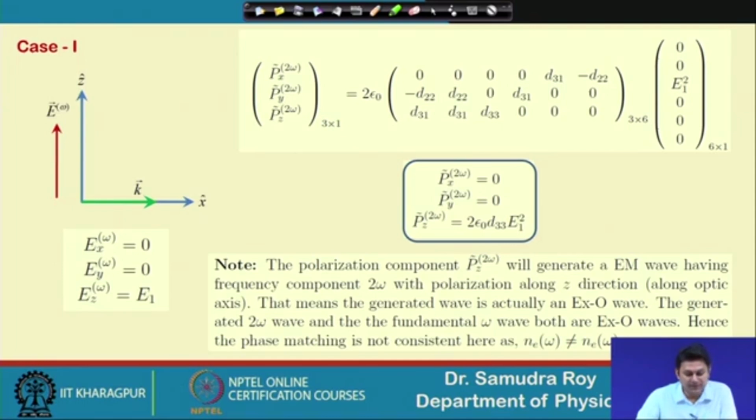Now, if the electric field is launched along the z direction, you can readily understand that this fundamental electric field is not an ordinary wave, it is an extraordinary wave. But anyway, let me figure out what the values of Px, Py, Pz should be. From the beginning we know this wave is extraordinary, but we still need to figure out what is going on here to understand the system. So, Ex is 0, Ey is 0 and Ez is 1.